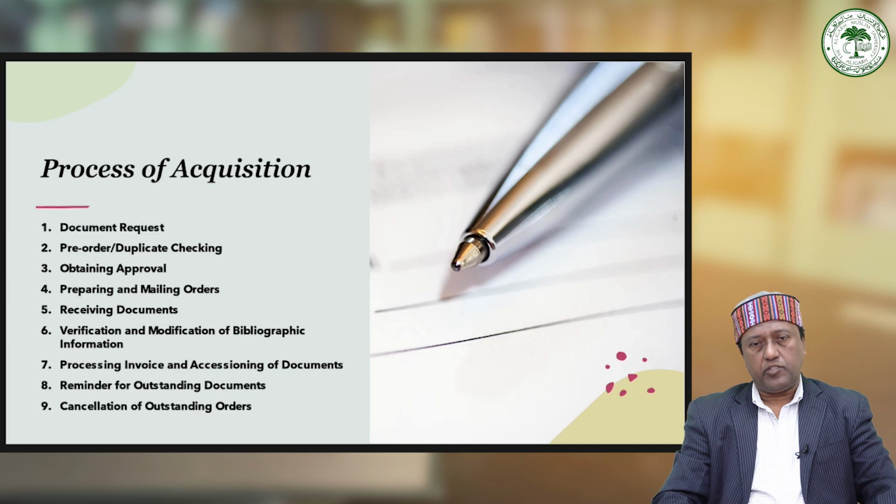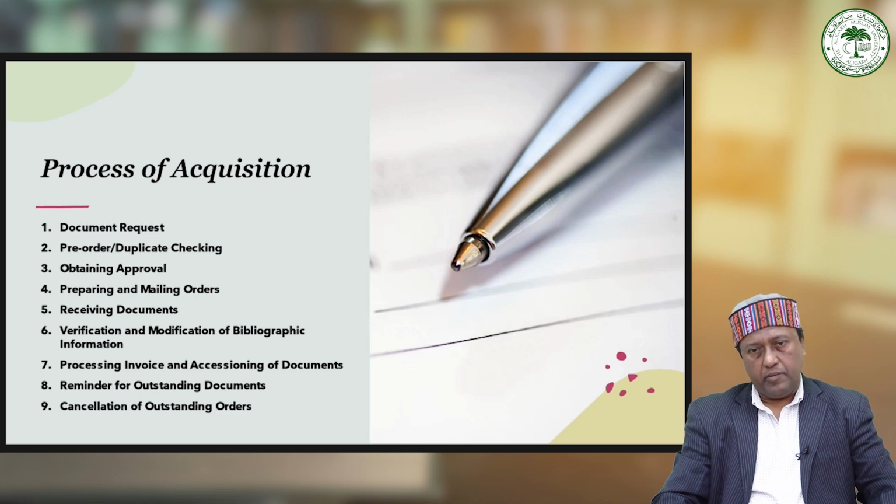Then the next step is duplicate checking, or the pre-order format. The requests for the documents are checked to avoid duplication within the library's collection. Normally, if we are not cross-checking, it might lead to the wastage of money, and we'll be acquiring the same titles again and again.